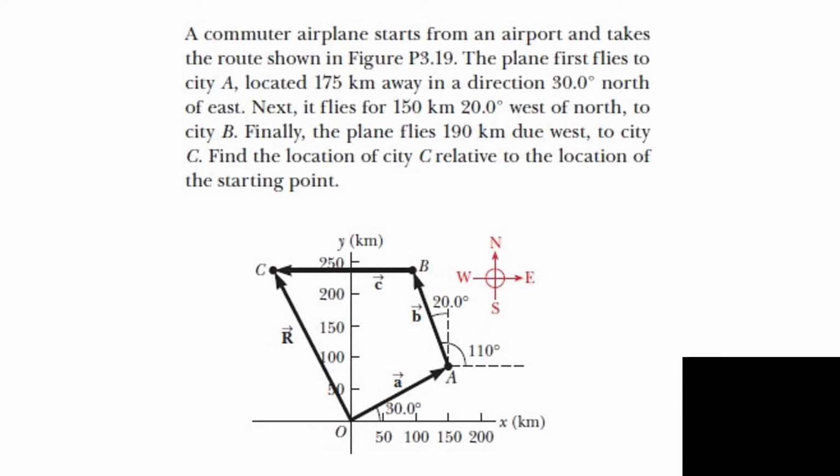Finally, the plane flies 190 kilometers due west to city C. Find the location of city C relative to the location of the starting point.